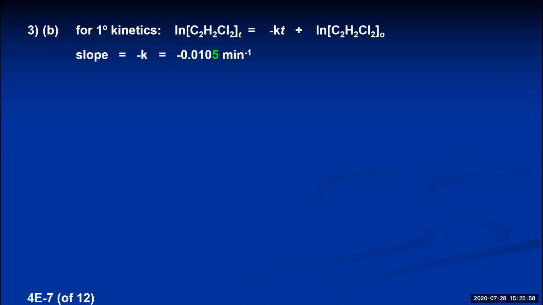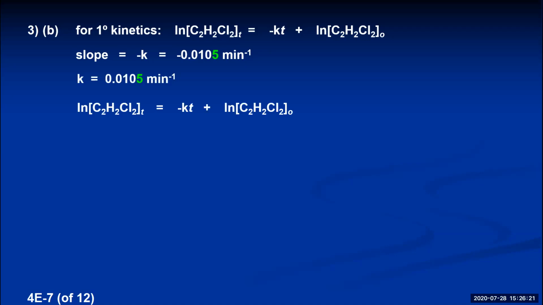So if the slope equals negative k, that means we know what k is. Divide both sides by negative 1. k must be 0.0105 minutes to the minus 1. So we know k. The decay time is 50 minutes. I know that. And then I'm going to go natural log of 1.00 moles in this case because that's the quantity you had at time 0.